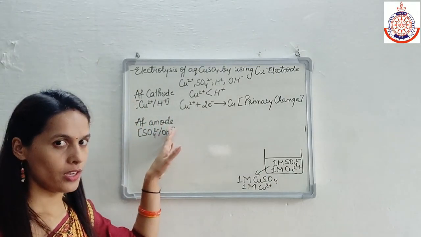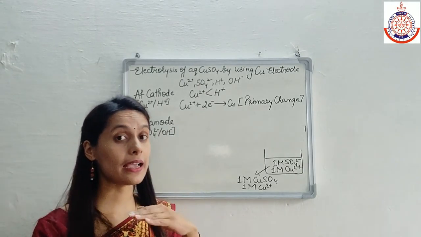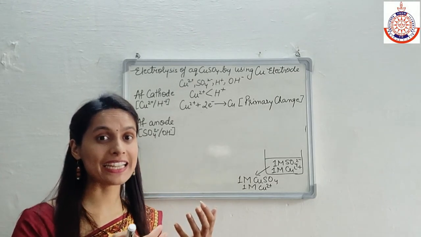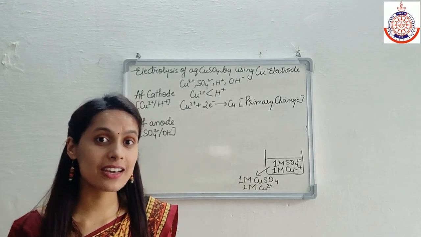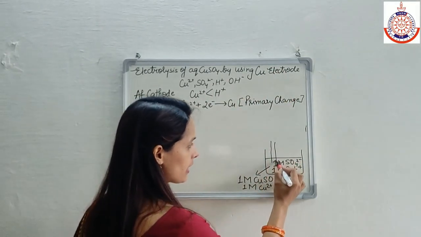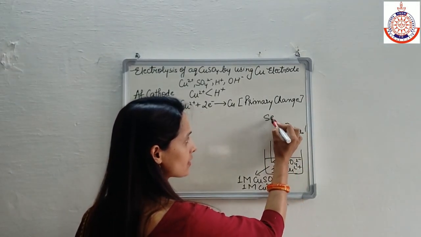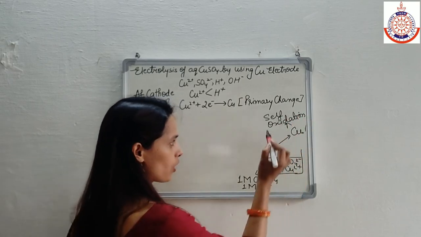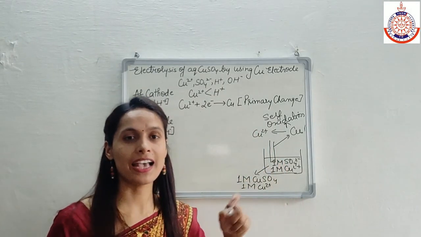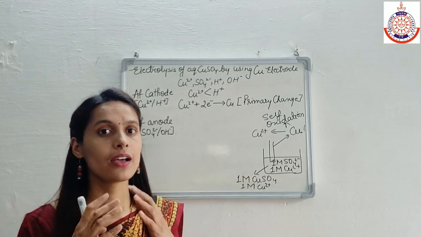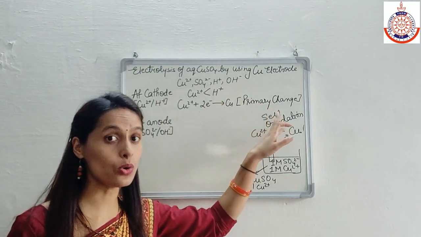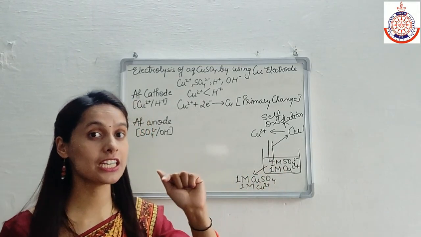So what happened? At the anode, neither SO4 2 negative nor OH negative is capable of losing its charge. Why? Because the anode itself undergoes oxidation, loses electrons and gets converted into Cu2 positive to neutralize the solution. Clear? Because this electrode is made up of copper, it undergoes a self-oxidation process. This copper releases electrons and gets converted into Cu2 positive. This Cu2 positive comes into the solution, as a result of which the solution stays neutral. It means its concentration remains the same as before. So as soon as Cu2 positive at the cathode gets converted into Cu, the same amount of copper from the anode electrode gets converted into Cu2 positive.